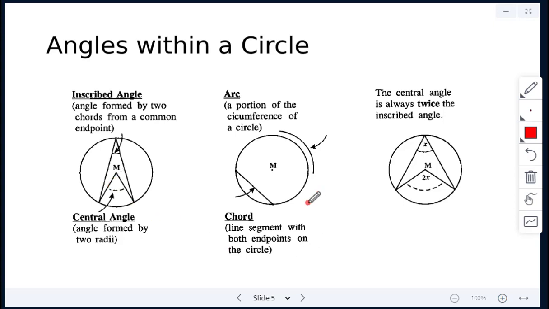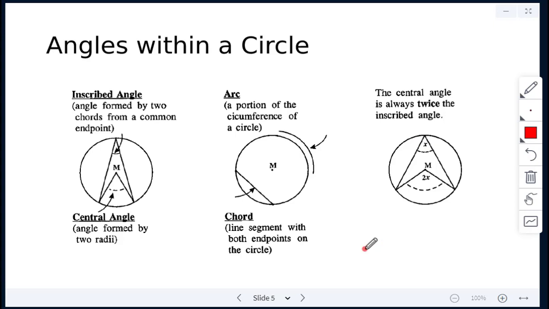We talked about an arc already, which is a portion of the circumference of a circle. We talked about a chord already. This is a chord here, a line segment with both endpoints on the circle. It is not going through the center. And a property to remember here of these angles is that the central angle is always twice the inscribed angle. So this here is the central angle. Notice that it's 2x. This is the inscribed angle, represented just by x.